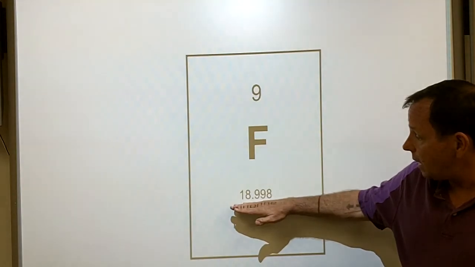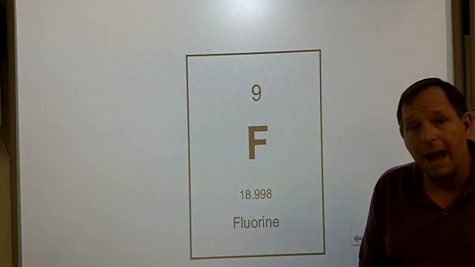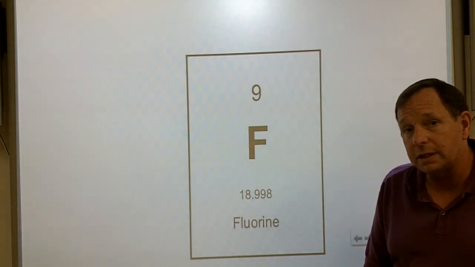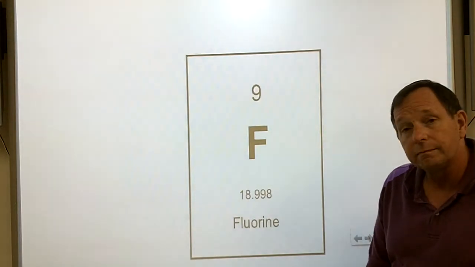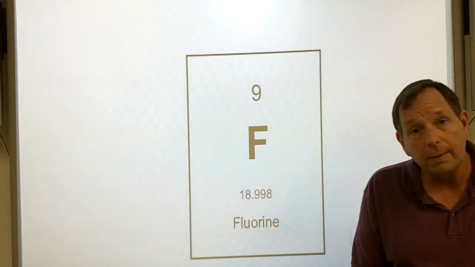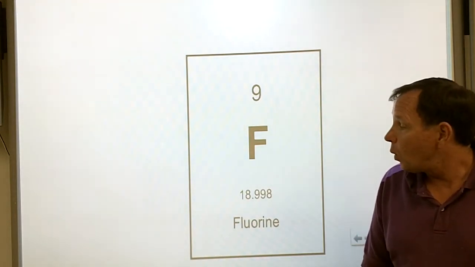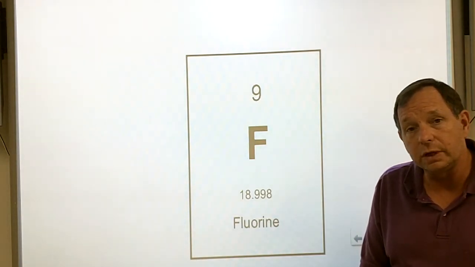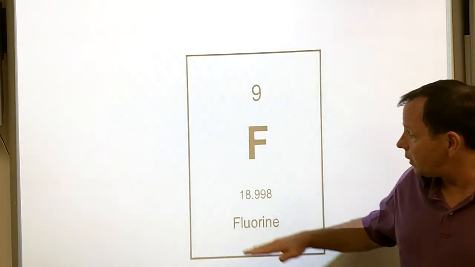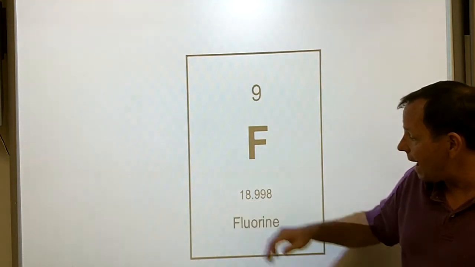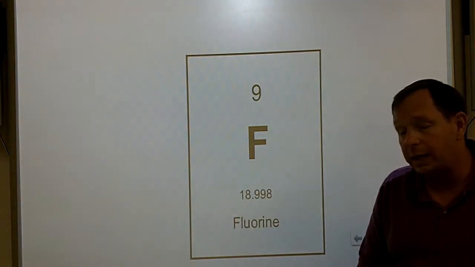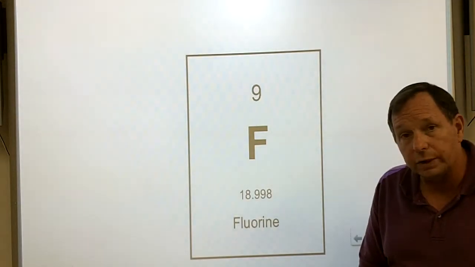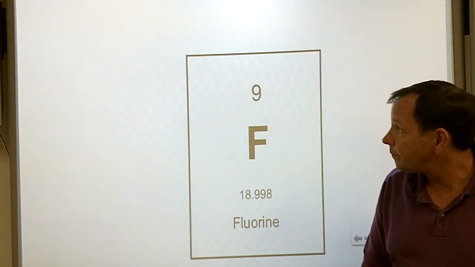The next number down is the atomic mass. And for most of the elements on the periodic table, the atomic mass is a whole number followed by a decimal. Before we can use that number, we have to round it to the nearest whole number. So fluorine has an atomic mass of 18.998. So we need to round that to the nearest whole number, and that would be 19.